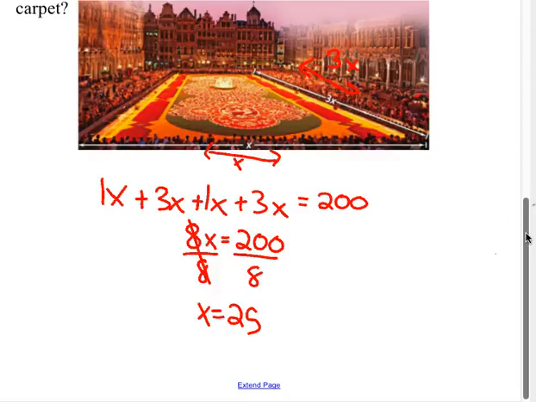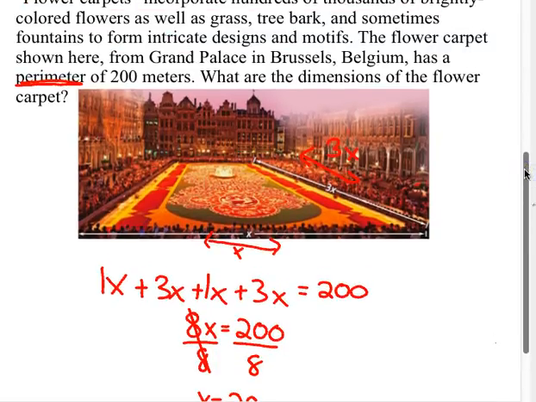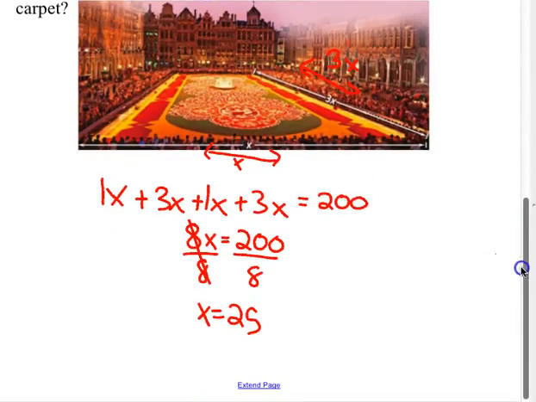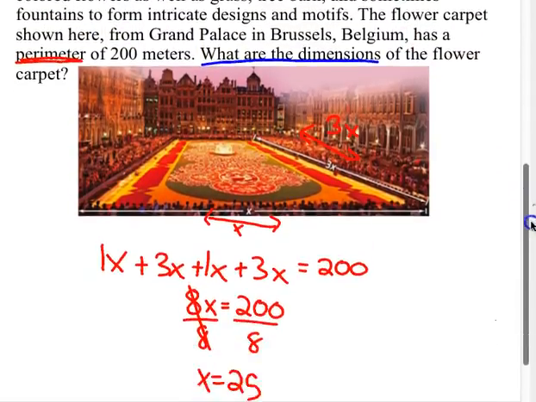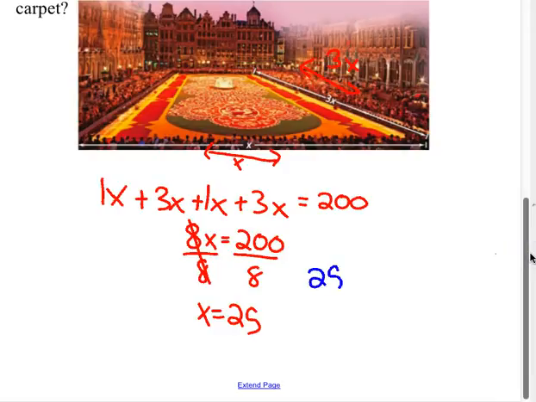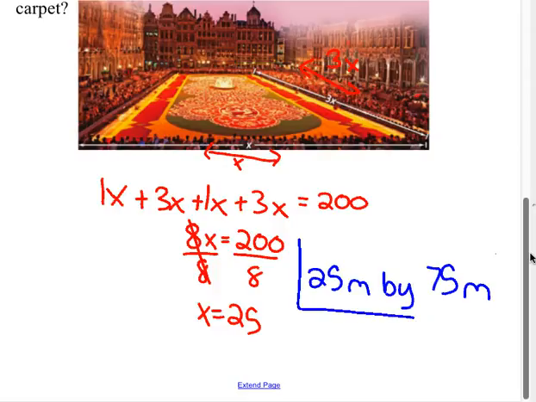So to really answer the question though, the question is what are the dimensions, okay? Well, one dimension, and let's see here, is it meters? So one dimension is 25 meters. Well, the other side is 3 times that length. So the other side is going to be 75 meters. So in this case, the answer isn't just finding x, the answer is finding the full dimensions of that rug, okay, or flower carpet, I should say.